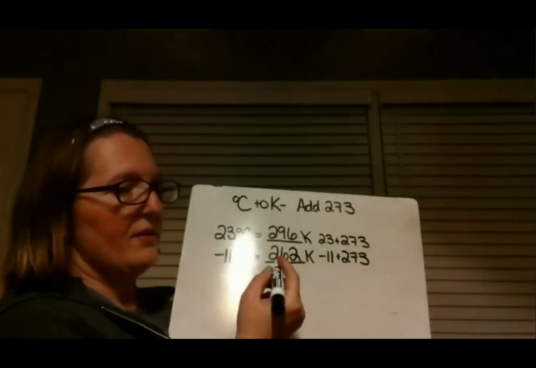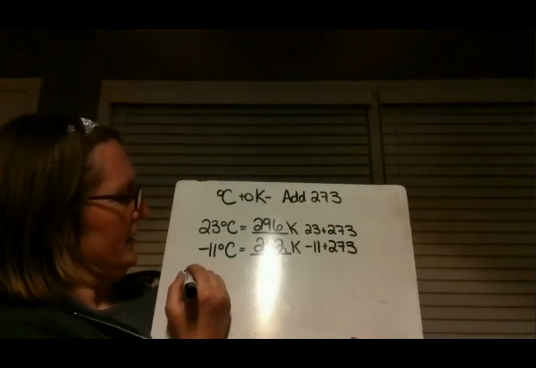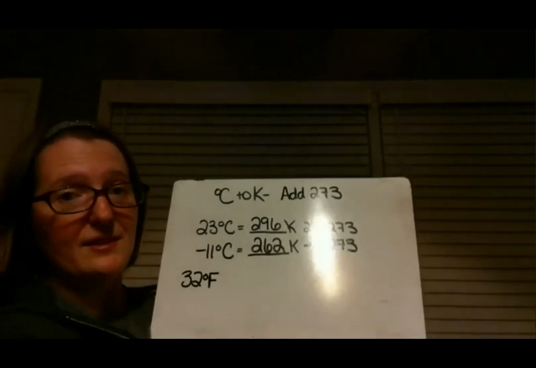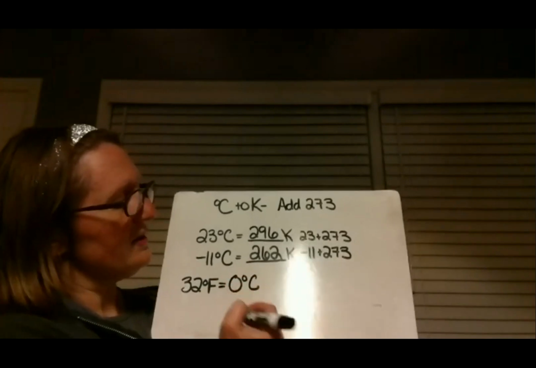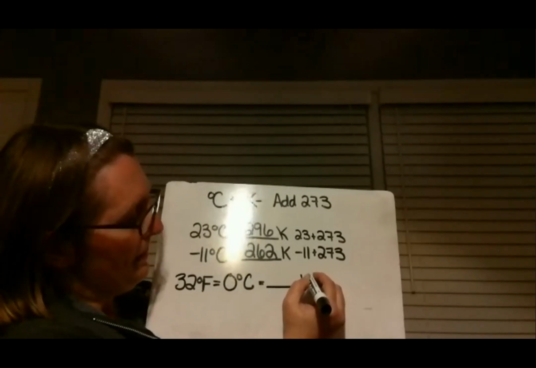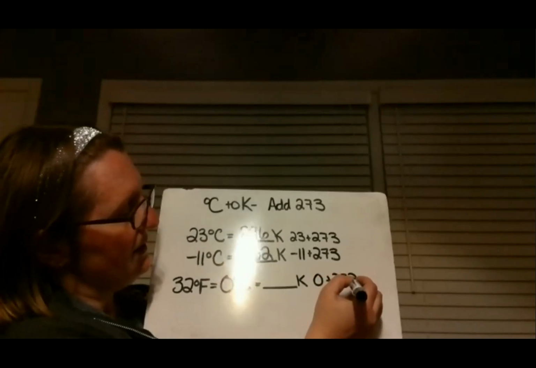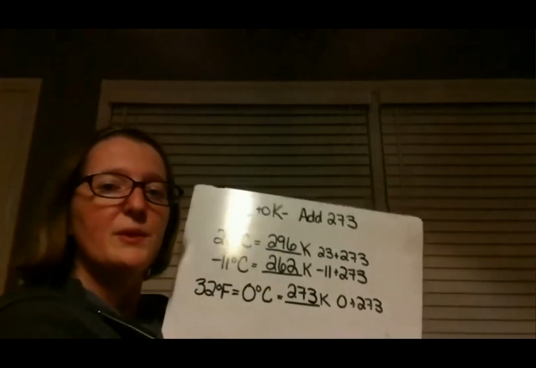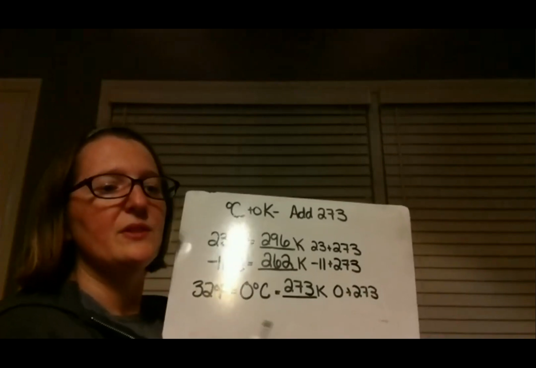And then I have 32 degrees Fahrenheit. You're like, what's that? Well, remember, we just talked about that. That's freezing. So at freezing, that equals 0 degrees Celsius. So in Kelvin, 0 plus 273 is 273 Kelvin. So pretty easy. If you're going from Celsius to Kelvin, simply add 273.